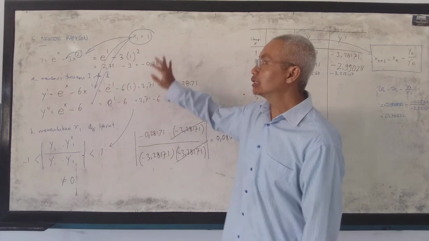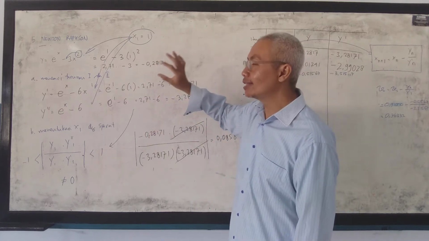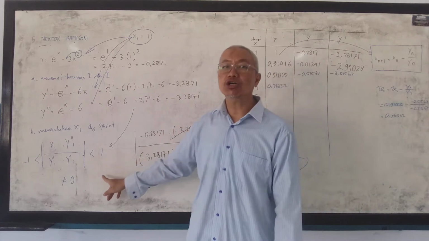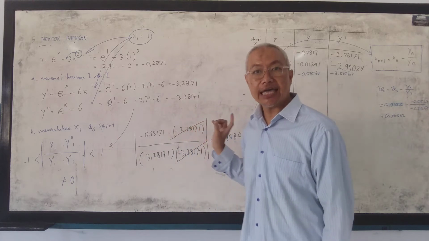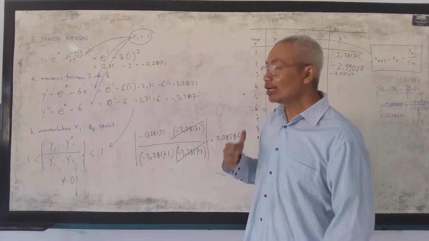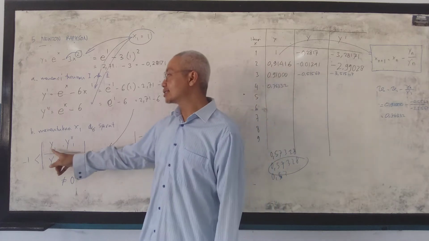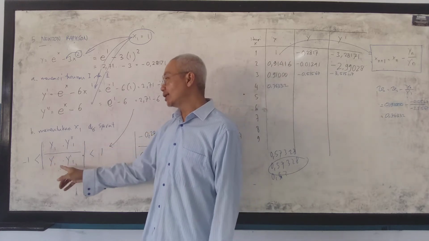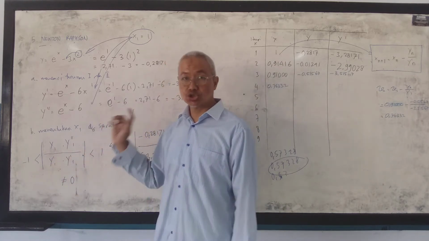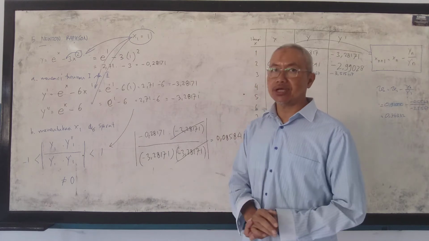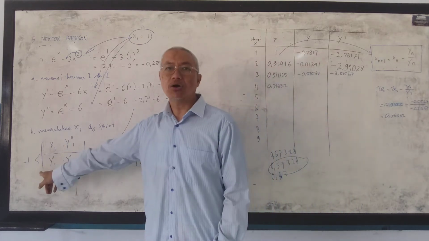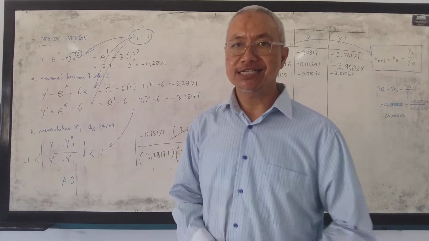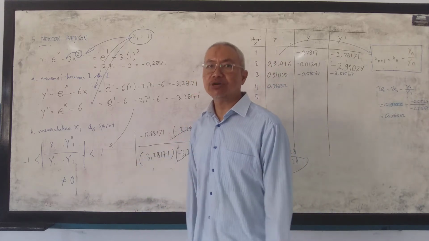Why should we find y, and then y'(xn) and also y''(xn)? It is used for finding out the requirement of the equation. What is the requirement? It is something like this: y(x1) multiplied by y''(x1), divided by y'(x1) squared, should not exceed 1 or minus 1, and it must not equal 0. So this is the requirement.